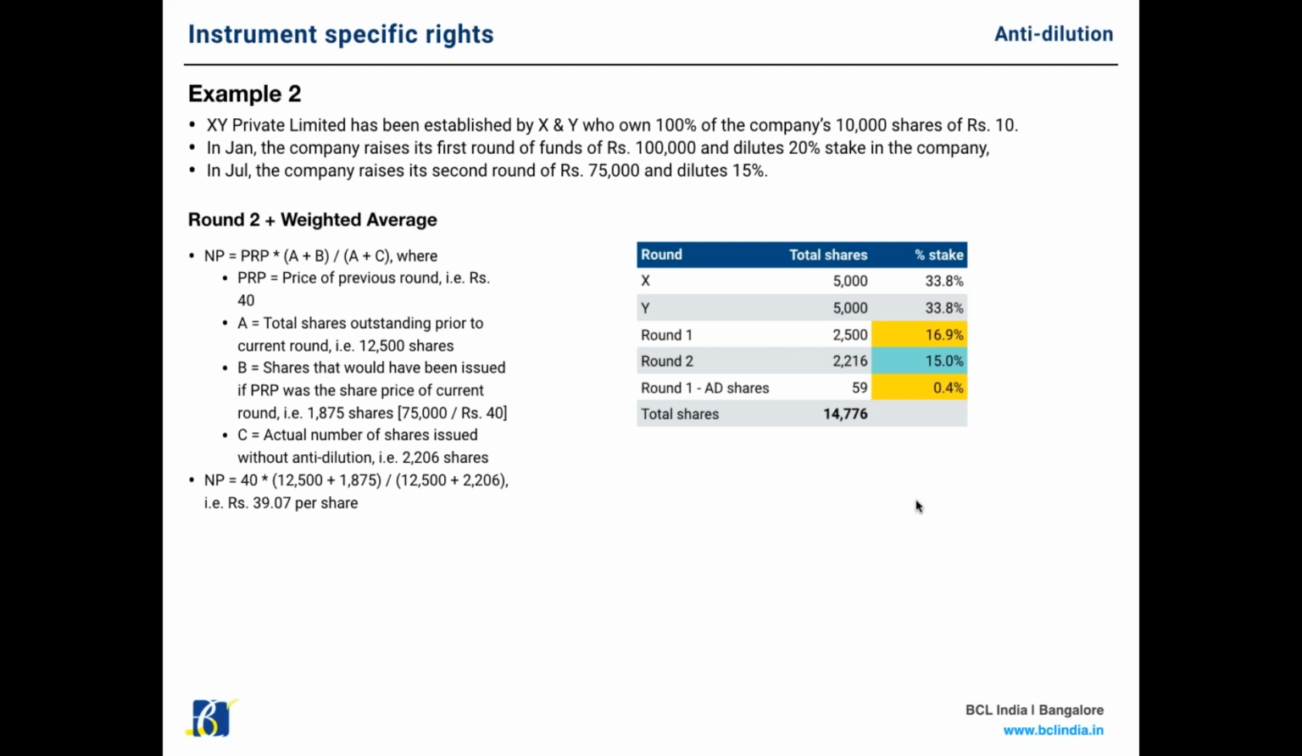So that's the method that investors adopt, and that's the formula that you're going to see on your term sheet. So if you see a very lengthy formula on your term sheet under the head anti-dilution, you know that is a broad-based weighted average formula that's mentioned. It's fairly simple to calculate.